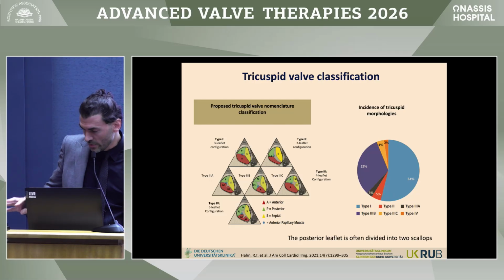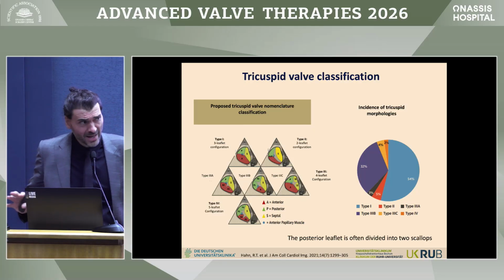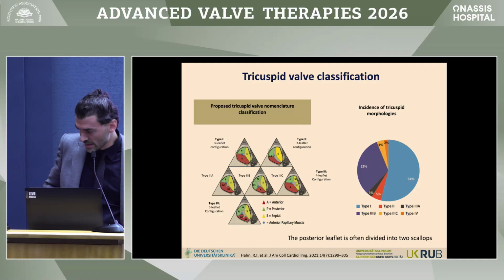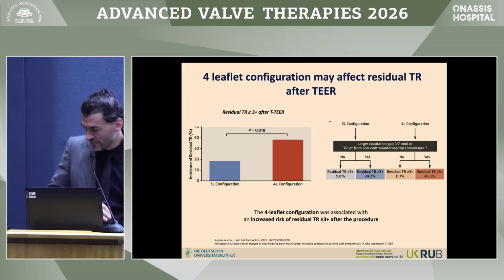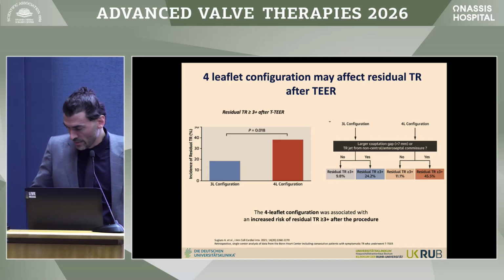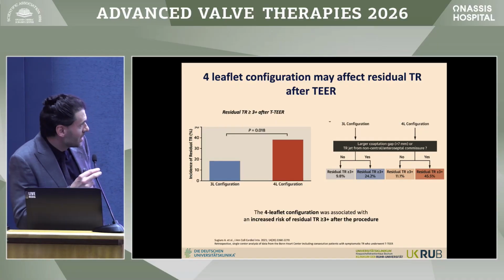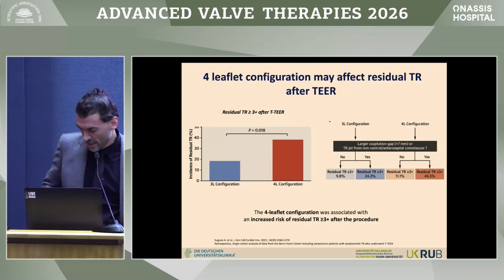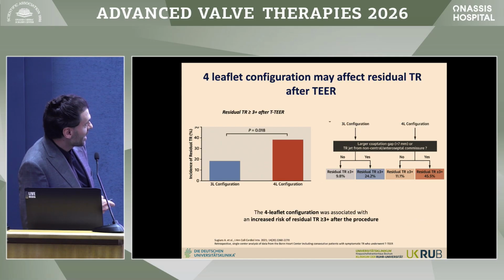So understanding if you have a 4-leaflet configuration is crucial. 5-leaflet is practically dramatic, but 4-leaflet is not a good sign. So getting the anatomy the right way is important. There are real data that show that the 4-leaflet configuration is associated with increased risk of residual relevant TR after the procedure.